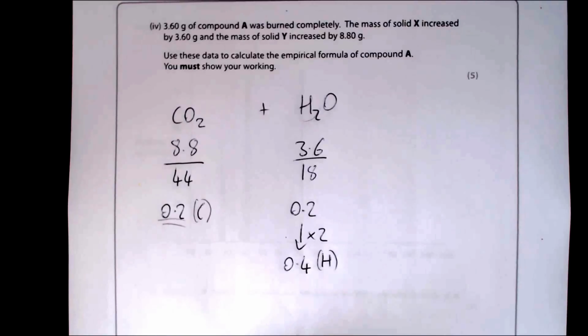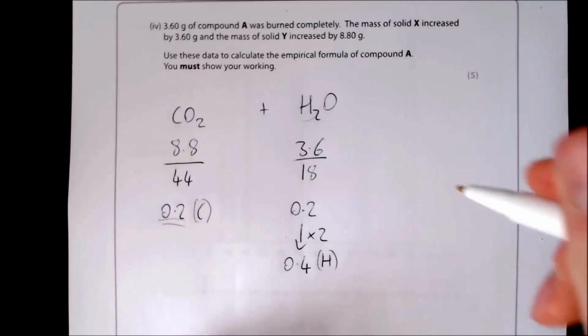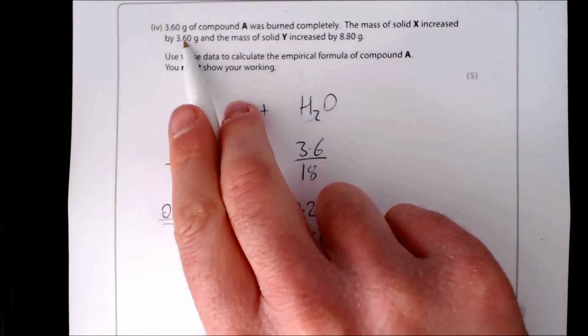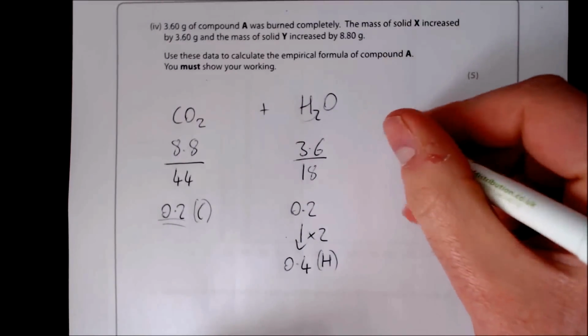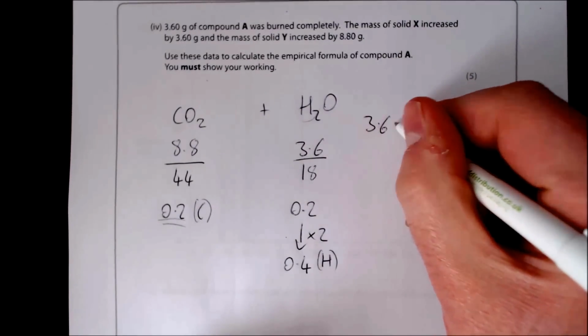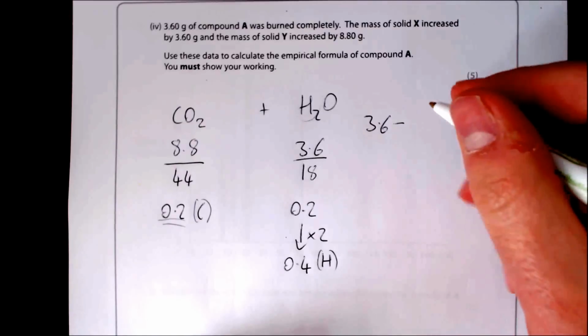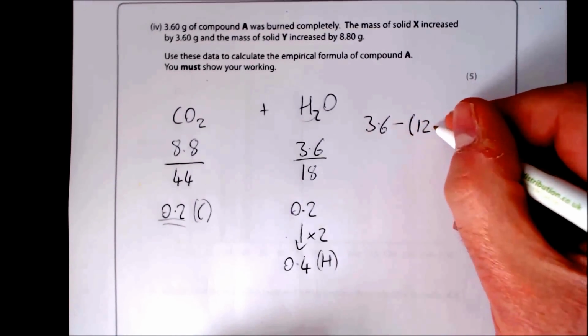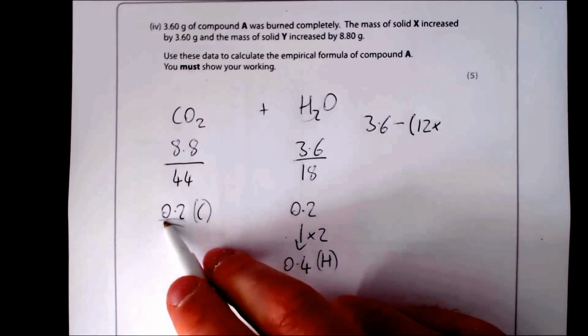And what we need to do is work out the mass of oxygen that is left behind. In order to do that, we need to subtract the masses of our carbons and our hydrogens and see what mass is left. So we're going to take our 3.6 grams, the mass of solid Y, put 3.6 in there, and subtract away the mass of carbon, which is 12 times the number of moles.